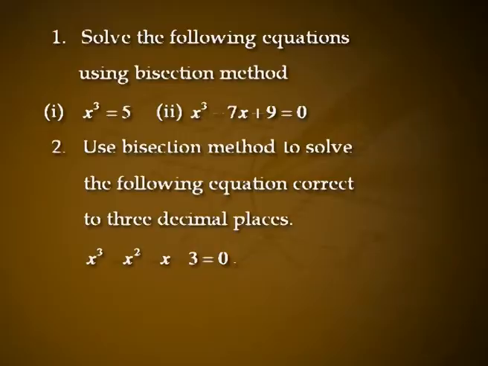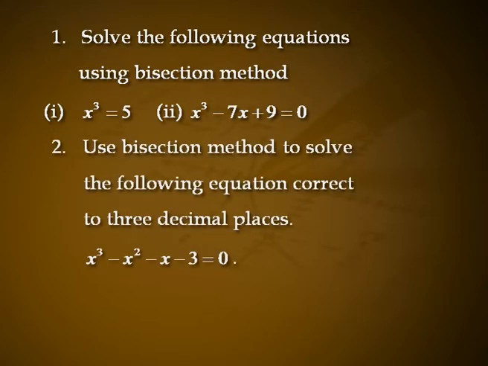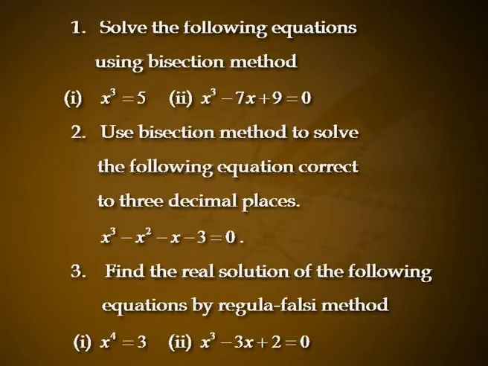Before concluding the session, try to solve the following problems. Number 1. Solve the following equations using the bisection method. 1. x³ = 5. 2. x³ - 7x + 9 = 0. Number 2. Use the bisection method to solve the following equation correct to 3 decimal places. x³ - x² - x - 3 = 0.